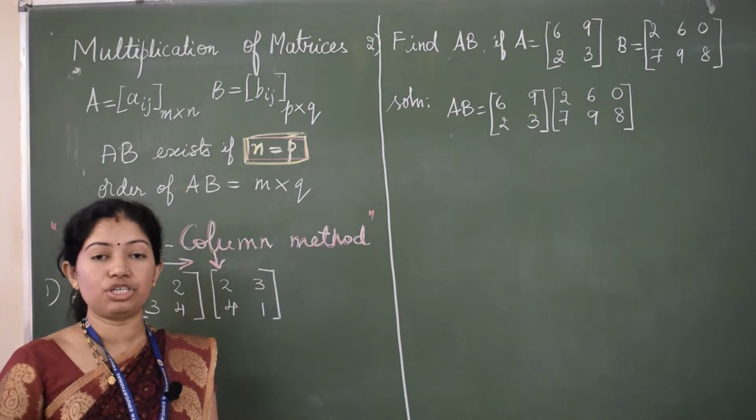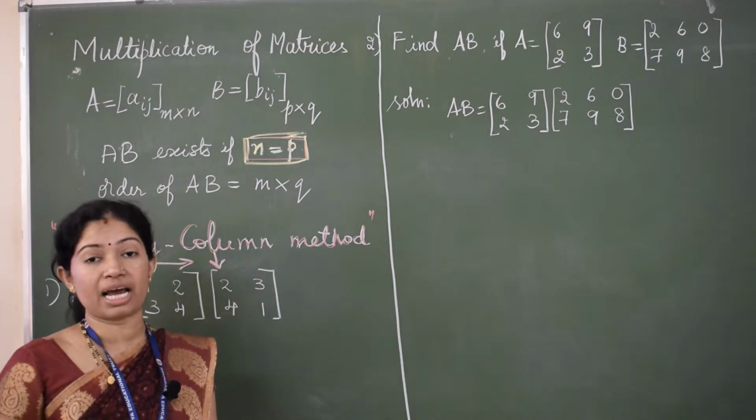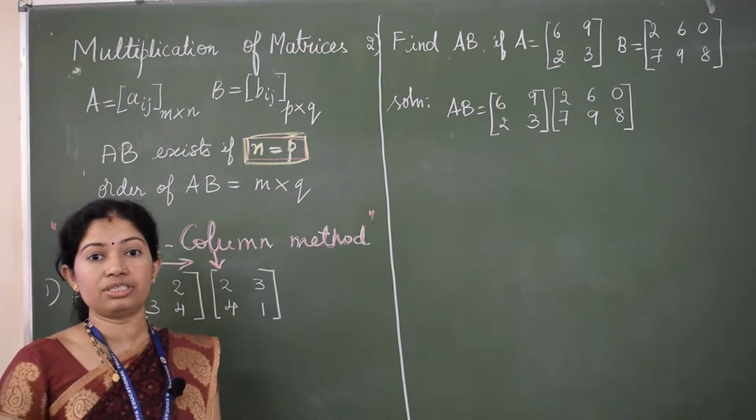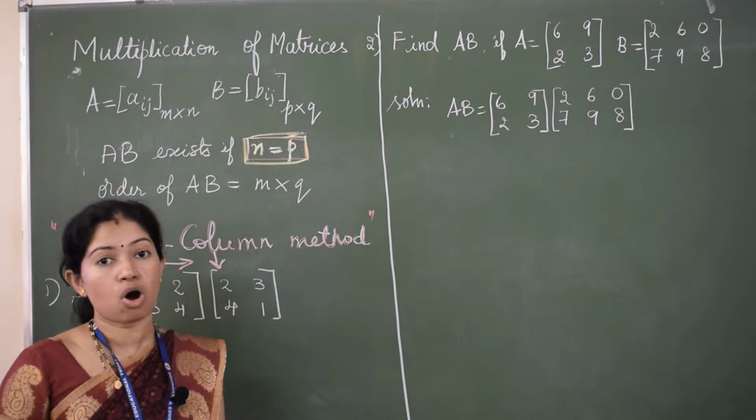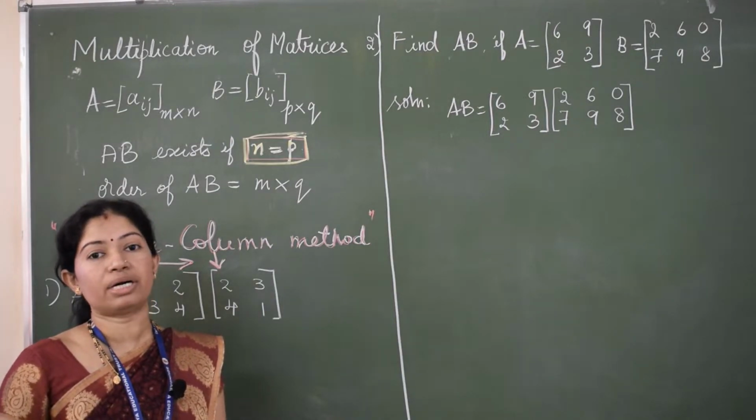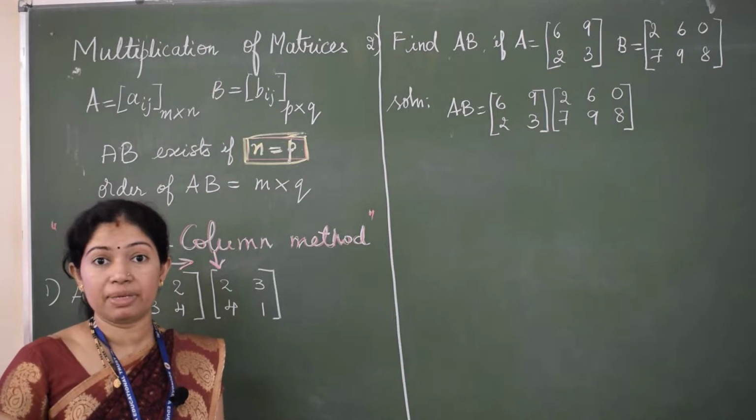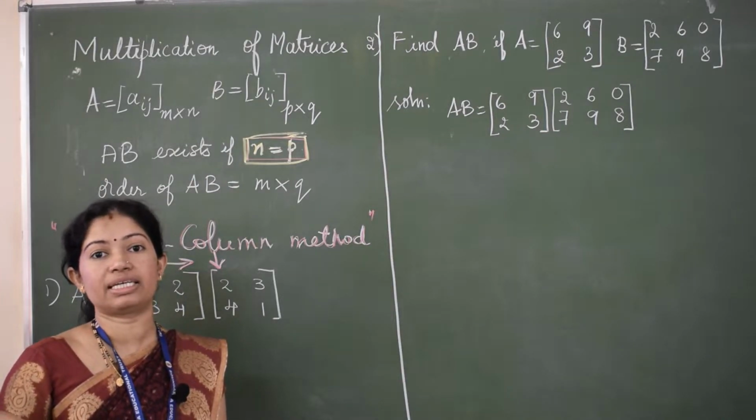What was the condition you had in addition and subtraction of matrices? The condition was it should be of the same order. Likewise, you have a condition for matrix multiplication also. Let us see what that condition is.